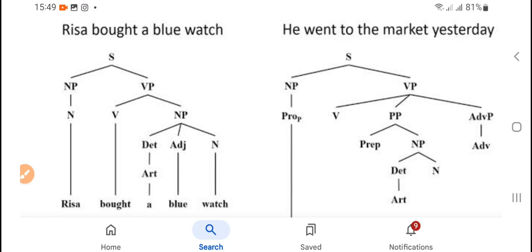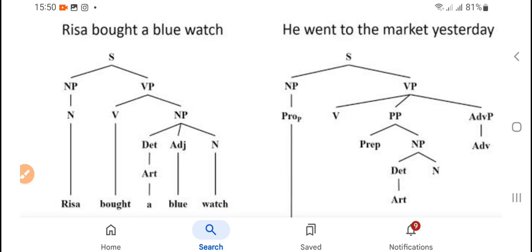Now move to what Risa did. So Risa bought. So bought is the main verb. So verbal phrase, imagine verbal phrase means another branch, right? Here one branch is the main verb, that is bought, right? Then another branch is a blue watch, because it starts from the determiner. Blue watch, and other words are modifiers. So a, then adjective blue, and noun is watch. So I think it's very clear to you.